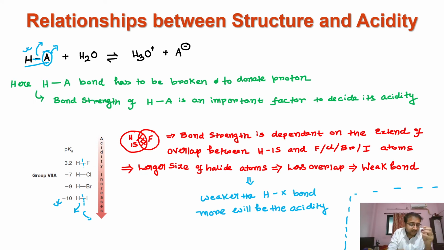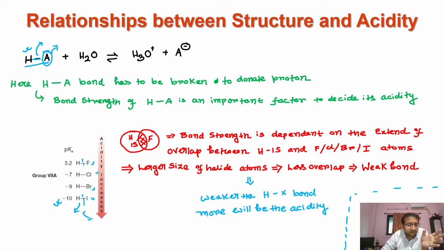But as we go from fluorine to chlorine to bromine to iodine, the size of the halide atom increases sharply. So there is much more mismatch between these two atoms, and there will be less overlap between them. That's why the bond strength also decreases along this order, fluorine to iodine. So you can see that the hydrogen iodine bond is much weaker compared to the hydrogen fluoride bond.